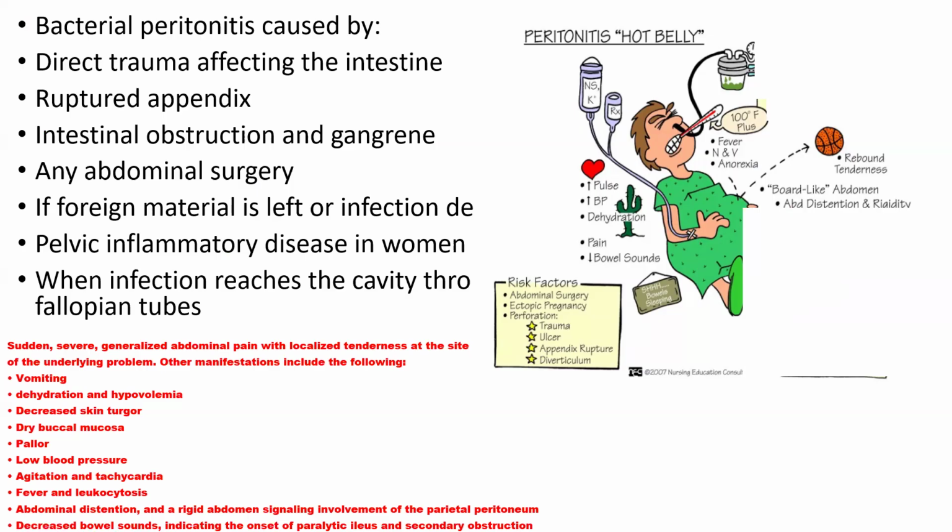So they're going to have sudden, severe, generalized abdominal pain, vomiting, dehydration, hypovolemia, low blood pressure. And then the classic signs are that rigid abdomen, the hypotension, the tachycardia. And then that paralytic ileus, which means what? Loss of peristalsis. So nothing's moving.